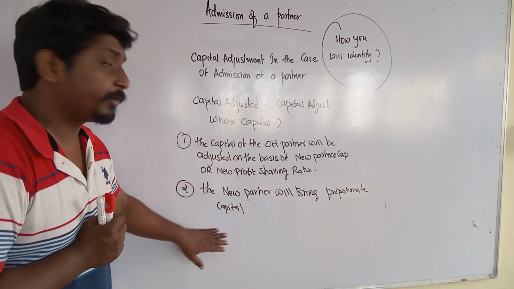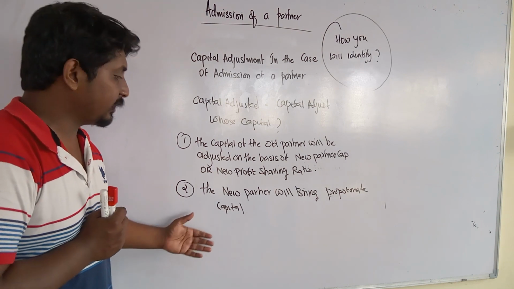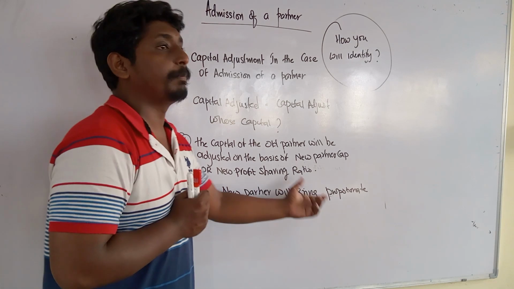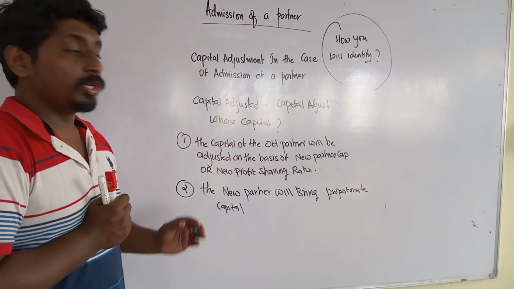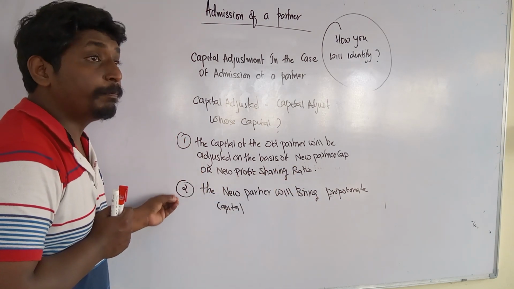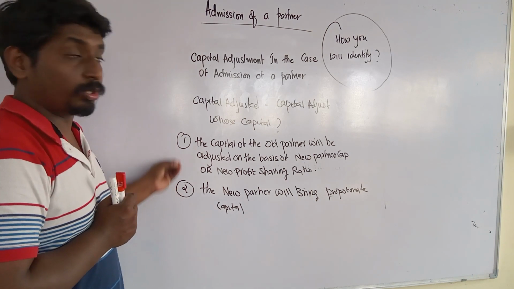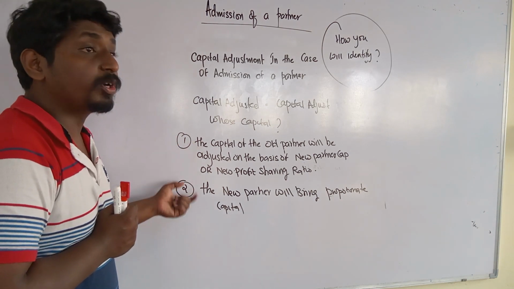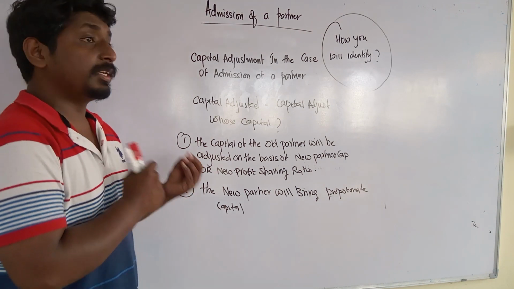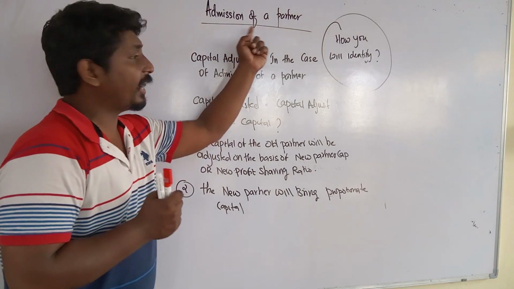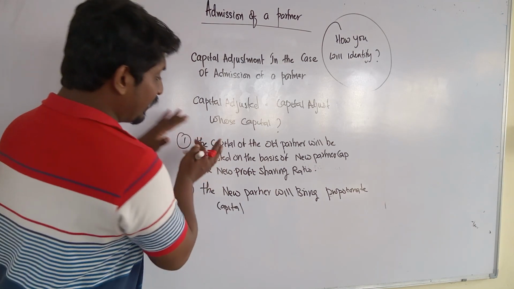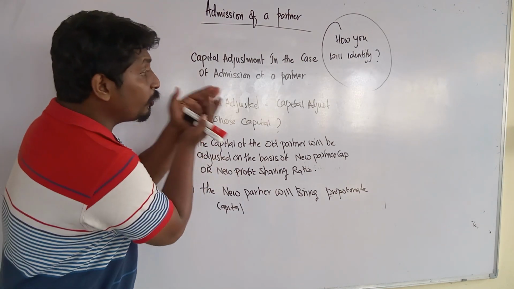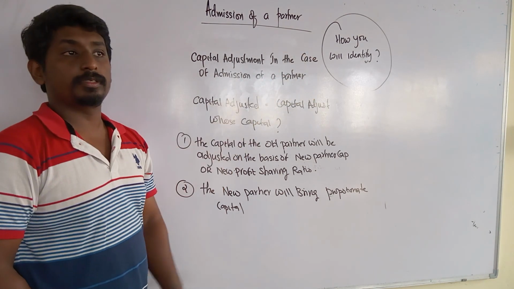Then you check for the statement. Otherwise, they might say the capital of C, which is a new partner, or C brings proportionate capital. So these are the two important methods in which capital is adjusted in the case of an admission of a partner. We'll take each case separately. First I need you to understand how you can identify. That's the most important part.